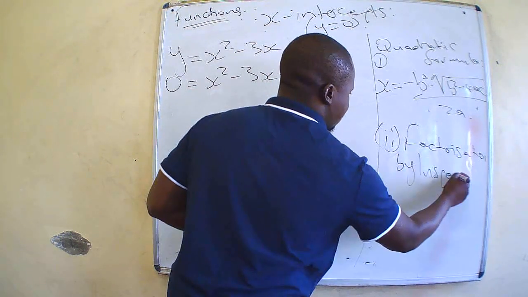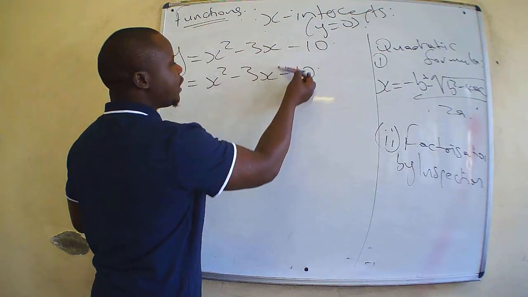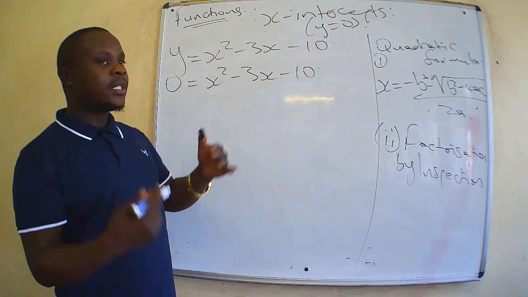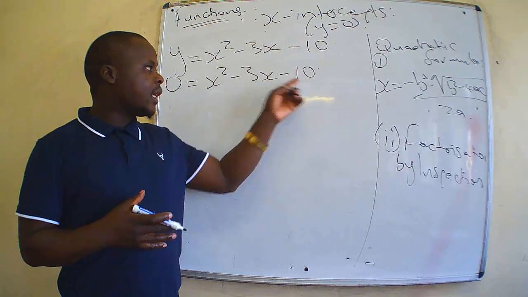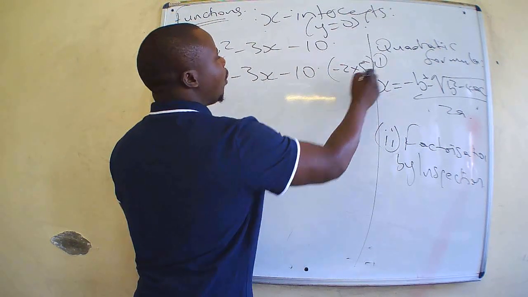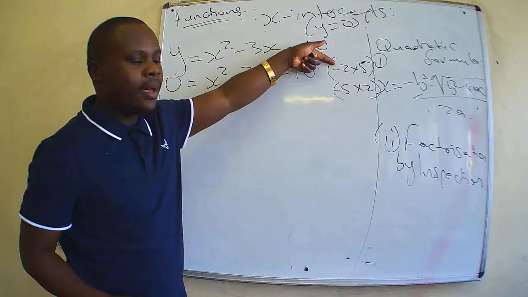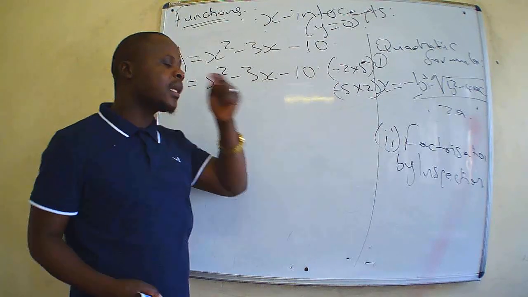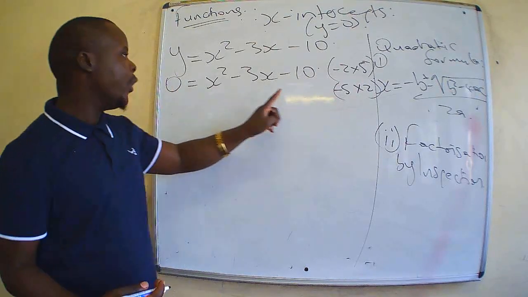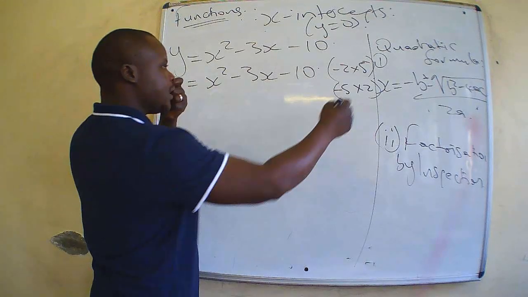by inspection. Factorization by inspection is just taking a look at the factors of minus 10, such that when we multiply them, they give us minus 10. Those two factors can be minus 2 times 5, or minus 5 times 2. But this is a pair. So in this case, we're asking which pair, such that when we remove multiplication and put addition, gives us minus 3. It is this pair here.